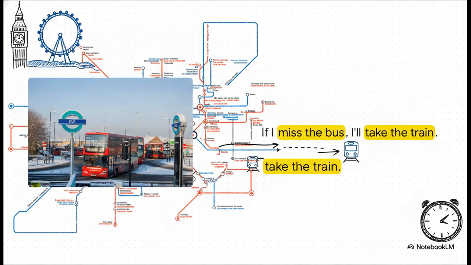But notice the slightly tricky hidden meaning with the tenses. The condition uses the present tense word, miss, but the meaning is actually entirely about a specific event in the future. So you're using the present simple form, but you're really talking about tomorrow, or maybe later tonight.